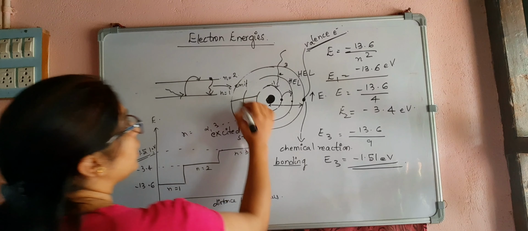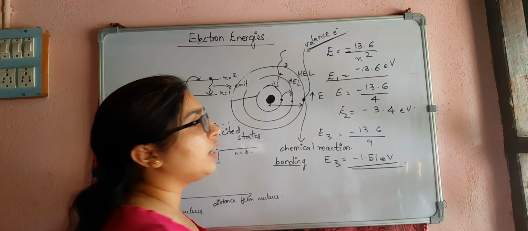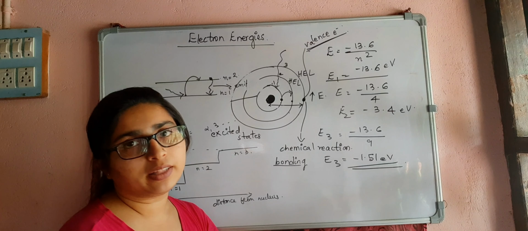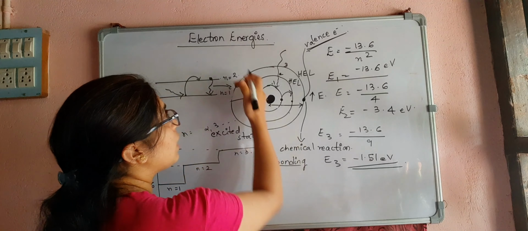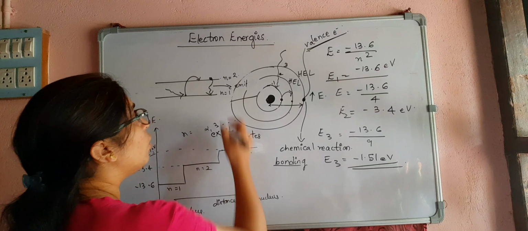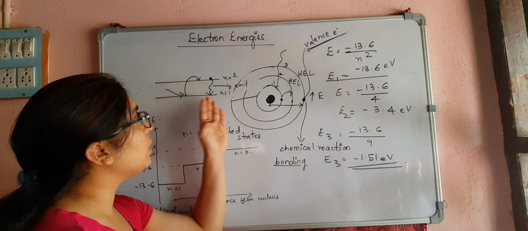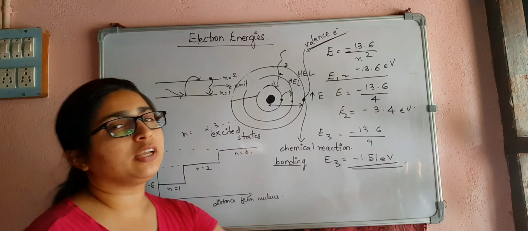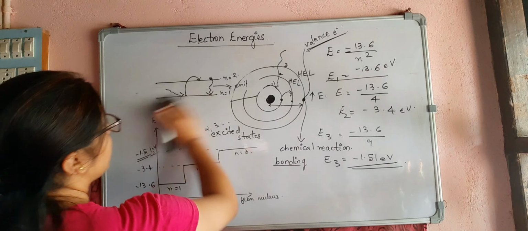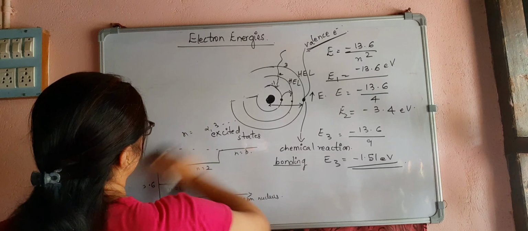Now the electron which jumps to the higher energy state cannot remain there for a long time. It has to come back to its original level. So it comes back to the original level, emitting energy.